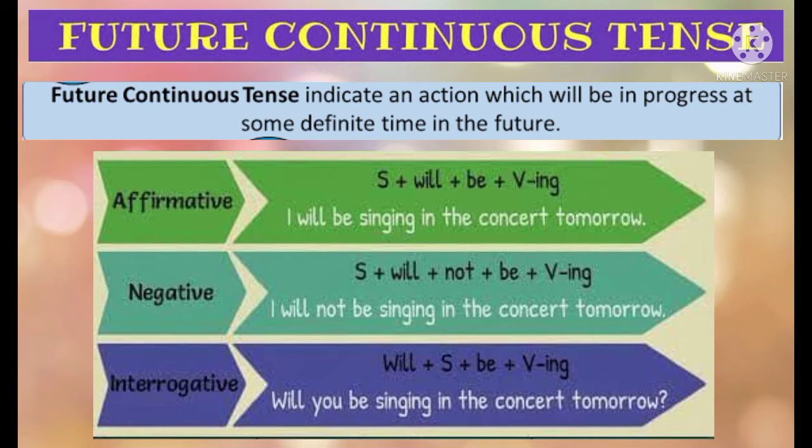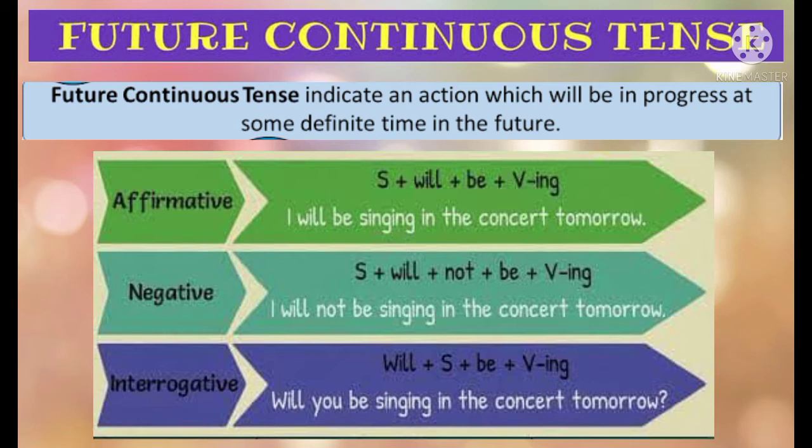For negative sentences, children, we'll use subject, then will, and for negative expression we'll use not here, then be and the ing form of the verb. For example, I will not be singing in the concert tomorrow.